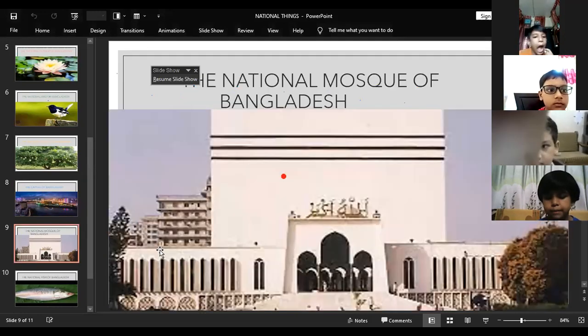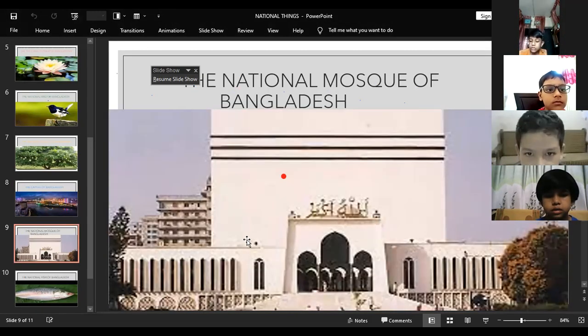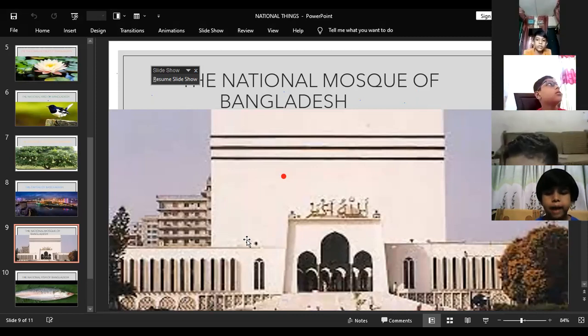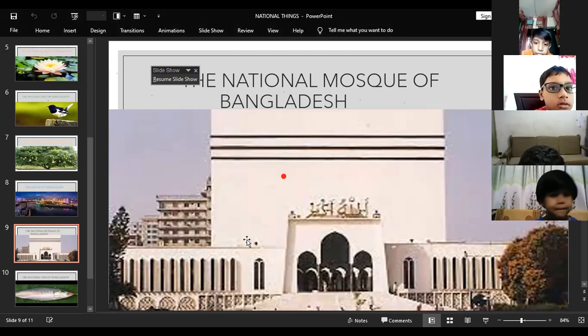See? Do you know the mosque? Yeah, very good. This is Baitul Mukarram Masjid. This is the national mosque of Bangladesh. Yeah, this is Baitul Mukarram Masjid.